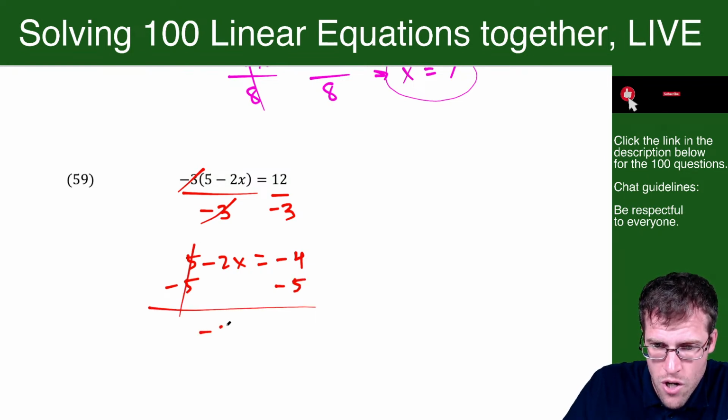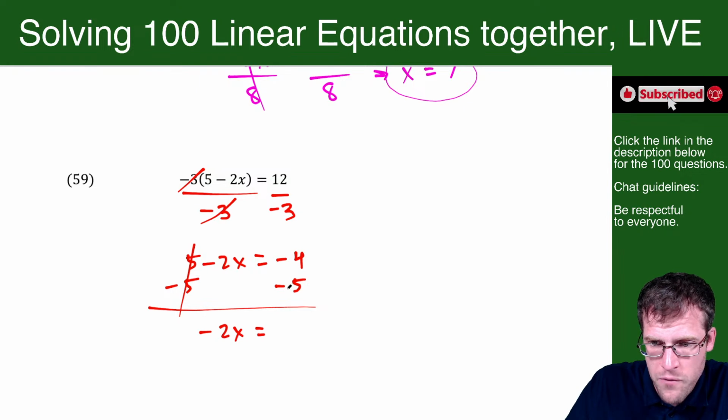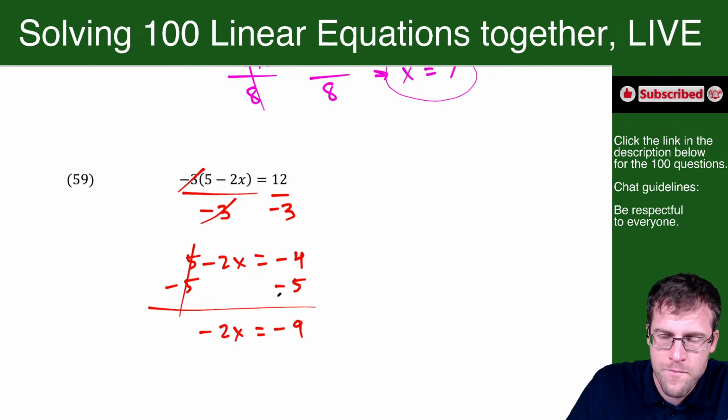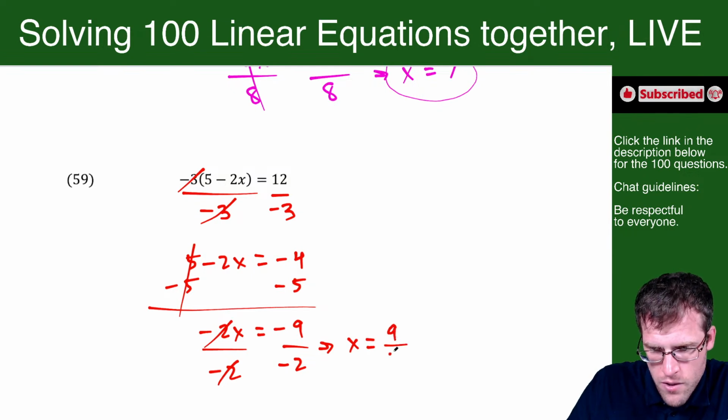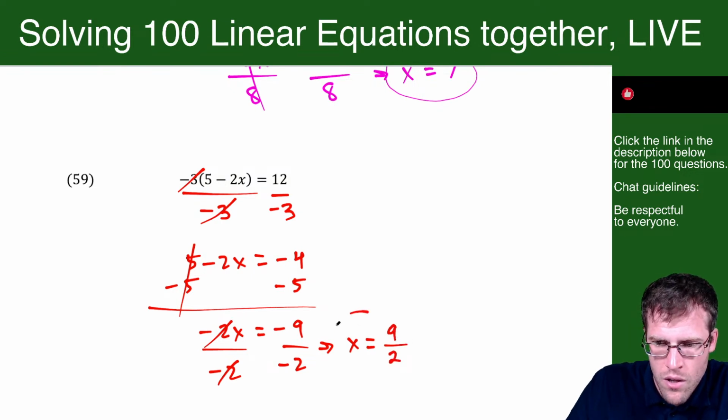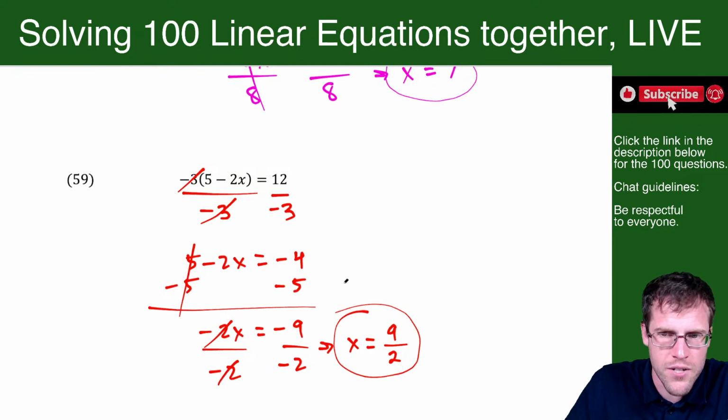5 minus 5 is gone. -2x equals -4 minus 5 will give you -9. And now divide both sides by -2. And this will give you x equals -9 over -2 is positive 9 over 2, or 4.5. Either one, but I like to write it as a fraction.